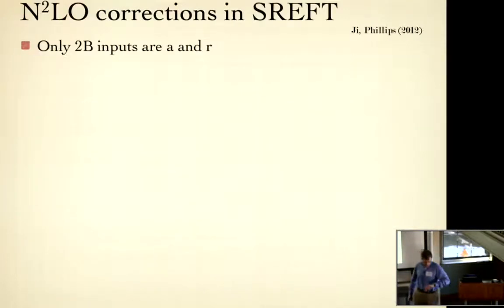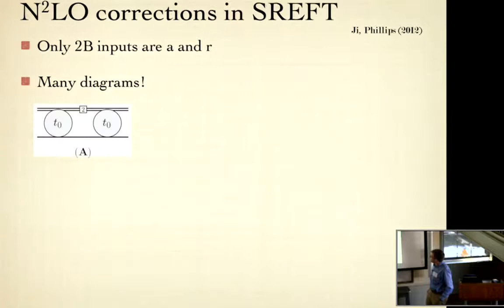Okay, so now let's do one more order. So let's do N squared LO. This is an analysis that I did with my PhD student Chen Ji. And there are many diagrams at N squared LO.